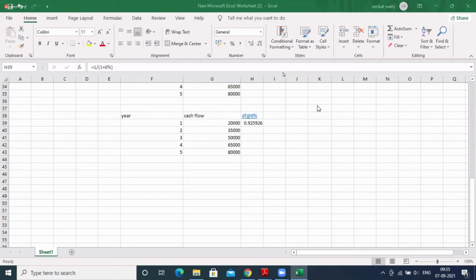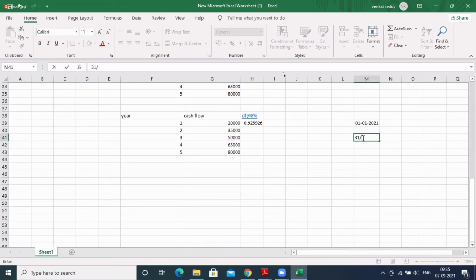See, let us assume that I am going to receive $1 on 31st December 2021. Now this is the future value. Now I want to know the present value. So what will be the value of $1 in present terms?